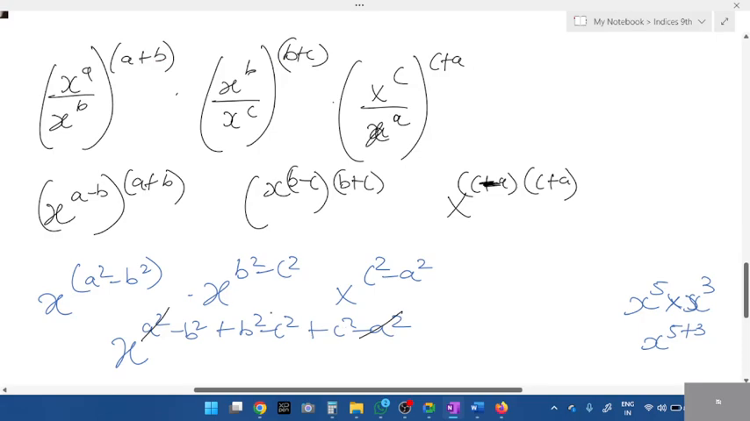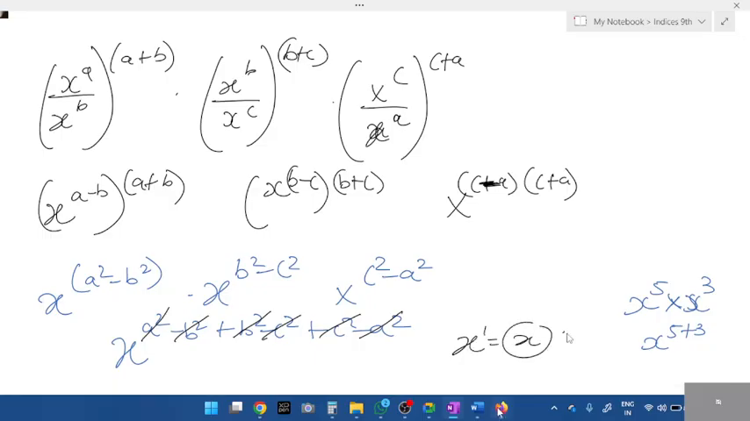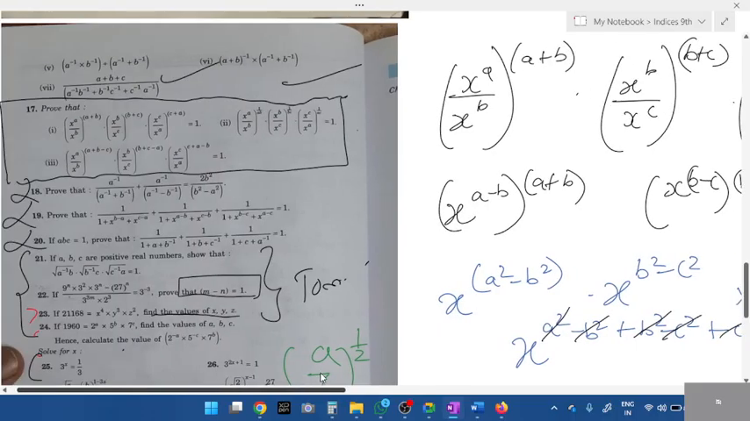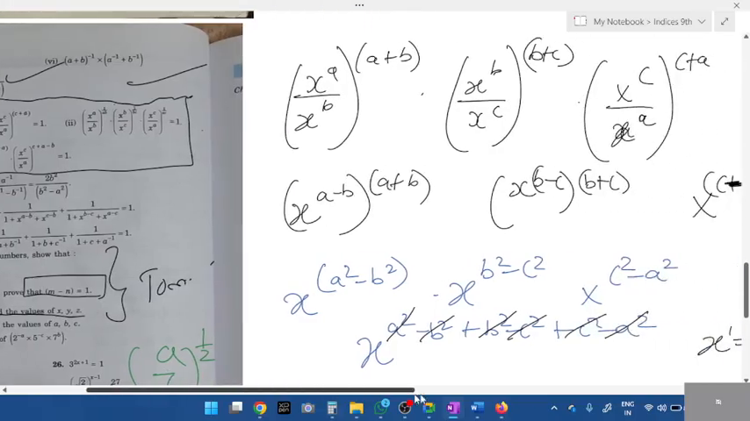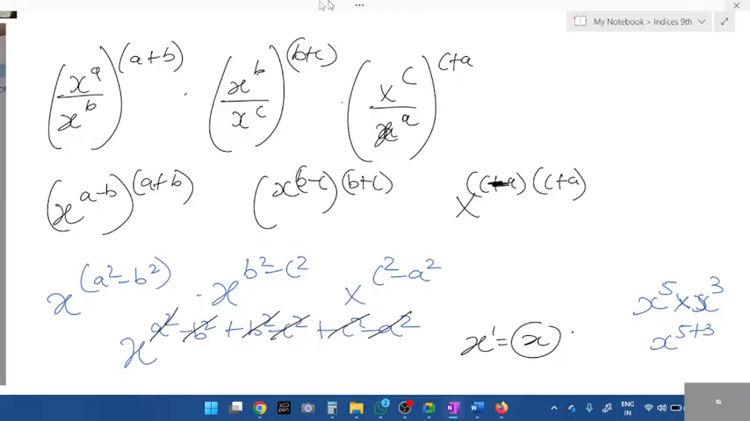Next, everything gets cancelled. x to the power of 1 is nothing but x. What's the question asked? Prove that it equals 1. Can you see x is equals to 1? You have to prove it as 1, students. Look, I'll tell you how to prove.